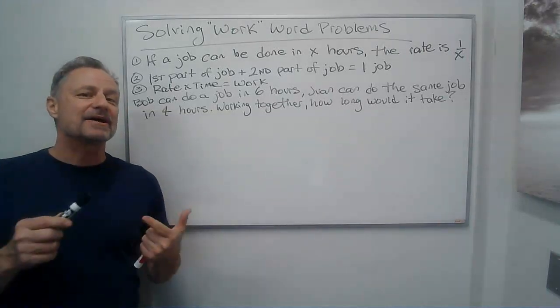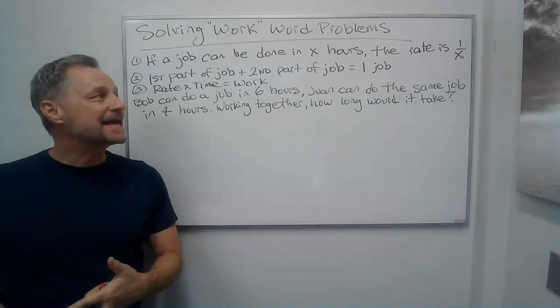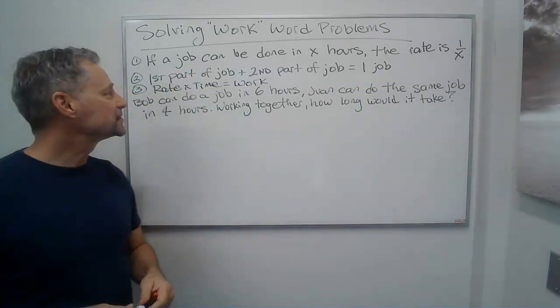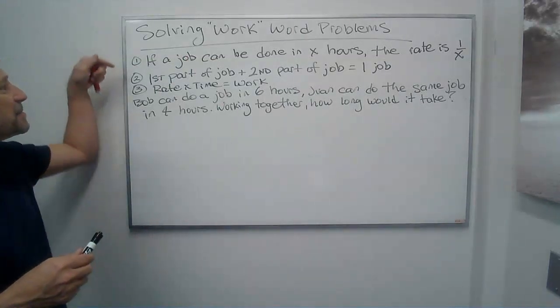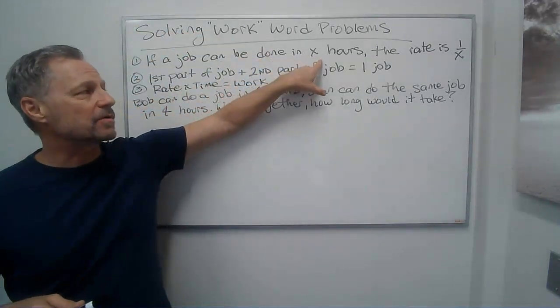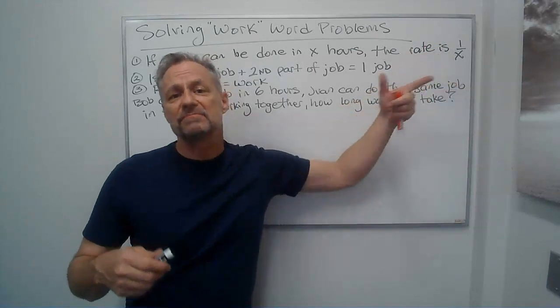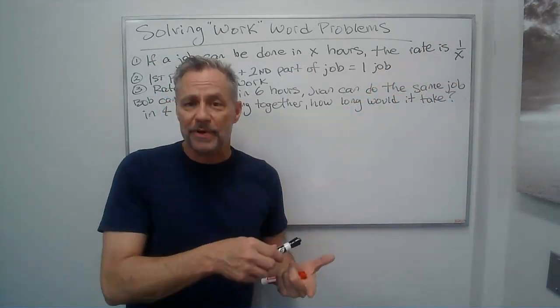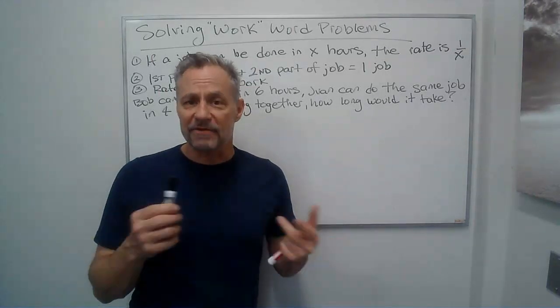Let's look at how to solve applications involving work. So, work word problems. All right, three things to keep in mind. One, if the job can be done in X hours, the rate is 1 over X. For instance, if the job can be done in 3 hours, the rate is one job every 3 hours, or 1/3 of the job every hour.